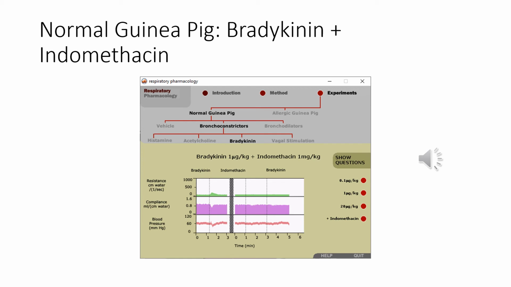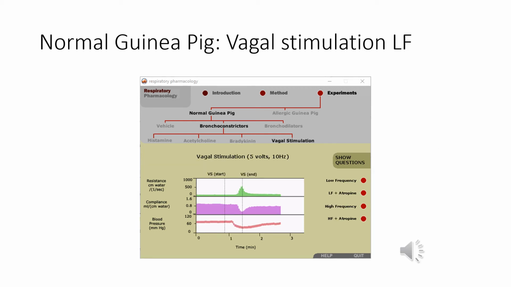administration of bradykinin. For vagal stimulation, the animals were subjected to low and high electrical frequency stimulation, 5 volts, 10 Hz, and 5 volts, 100 Hz respectively. At low frequency, the lung resistance increases, whereas the lung compliance and blood pressure decrease. The condition further exacerbates at high frequency.